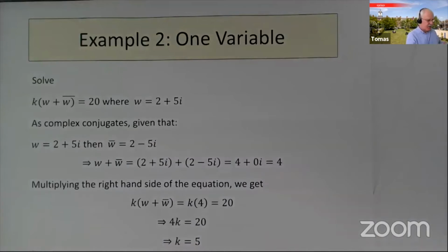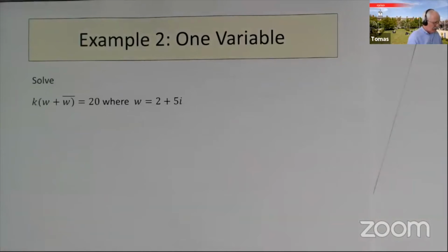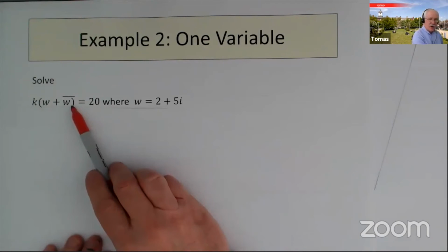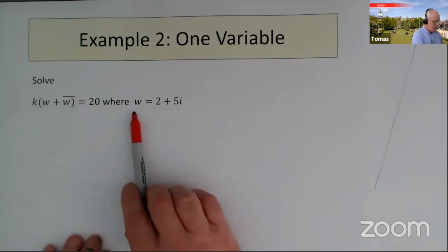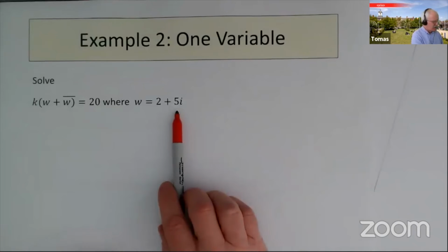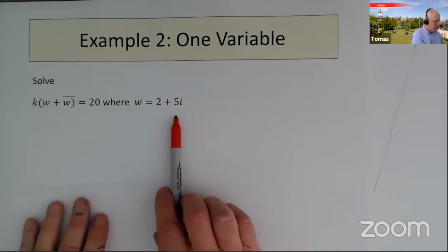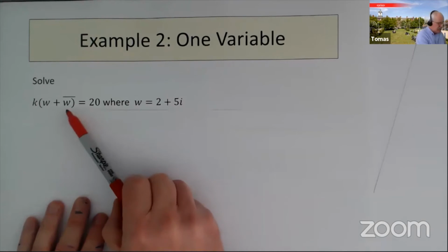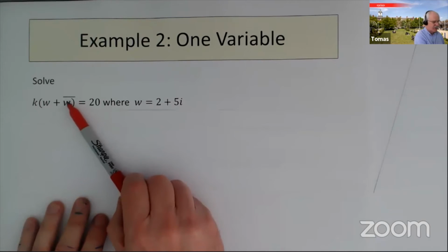Here's another question that would put you off maybe, because you'd say there's a lot going on here. k into w plus w bar is 20, where w is equal to 2 plus 5i. You say, this is very complicated. Hold on a sec. But remember, it's so important to remember what these little symbols are on the top. Just as we know what an apostrophe is, or an exclamation mark, or a full stop is, or a capital letter, just as important in maths.